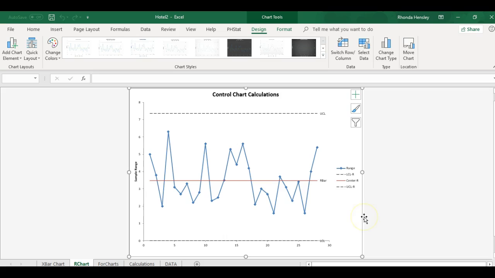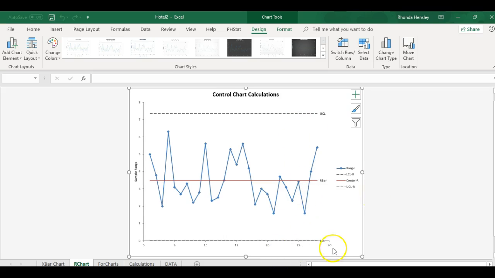The first thing you look at with your XBAR R chart is your R chart. At least that's the way I've always been taught, to look at that first. So if the range is not in control, then you stop. And you don't even look at your XBAR chart, because if your range is not inside the upper and lower control limits, it means that you have assignable cause variability and something has to be fixed.